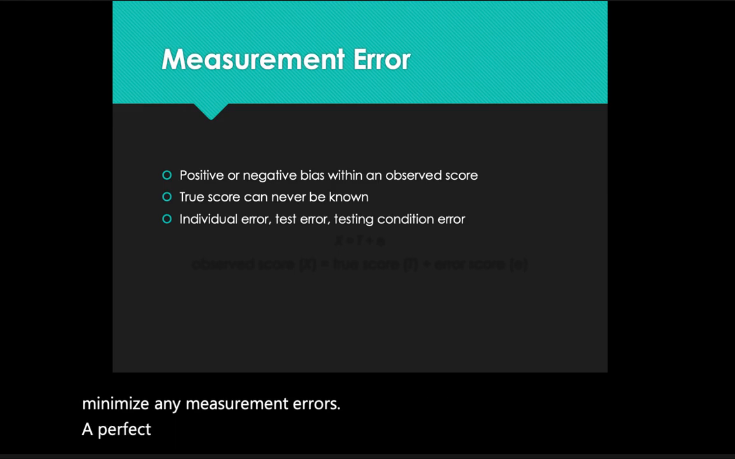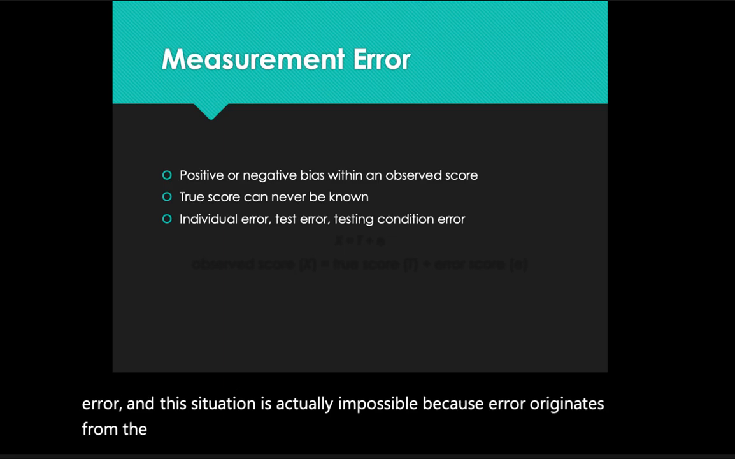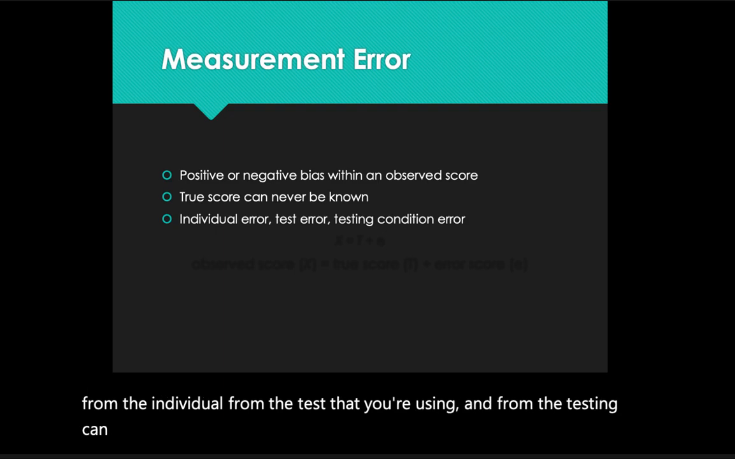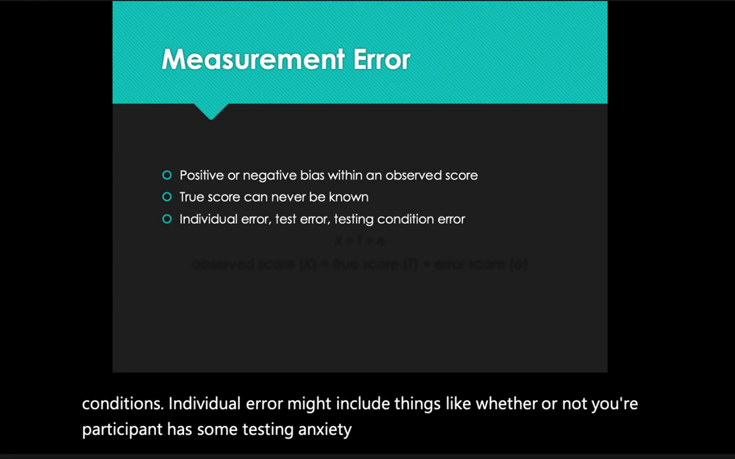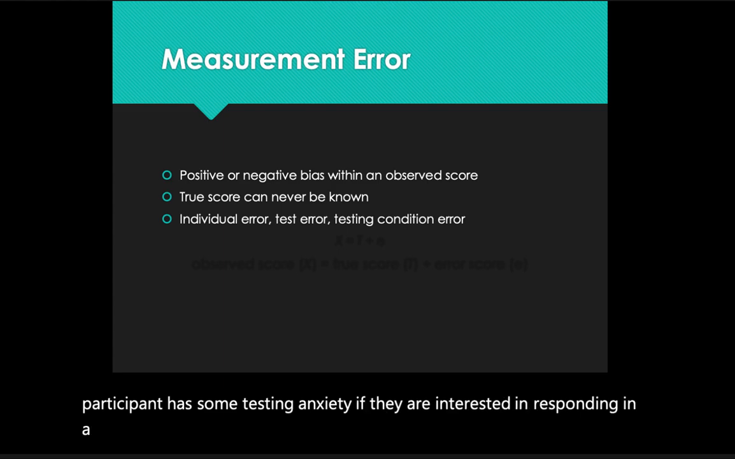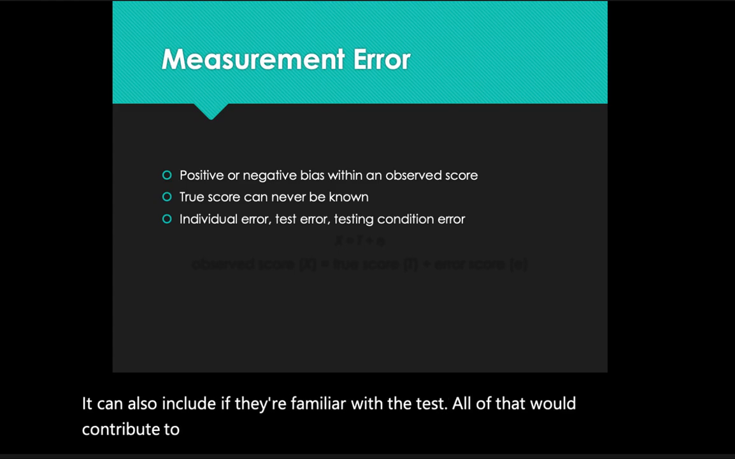A test with perfect reliability would equate to no measurement error. And this situation is actually impossible because error originates from the individual, from the test that you're using, and from the testing conditions. Individual error might include things like whether or not your participant has some test anxiety, if they are interested in responding in a socially desirable manner, so they're changing their answers to what they think you want to hear. It can also include if they're familiar with the test. All of that would contribute to our individual error.